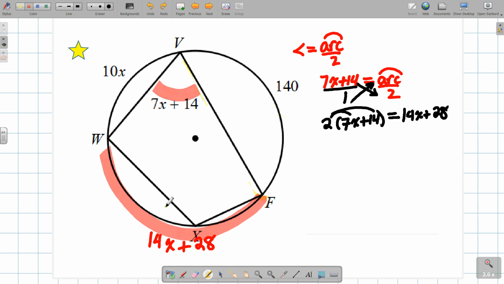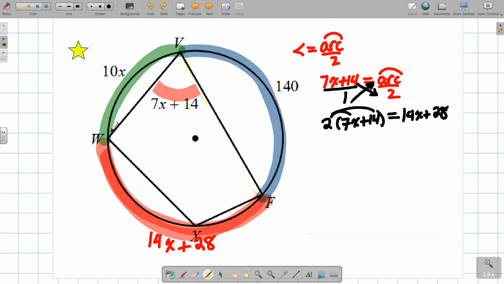Now go ahead and sweep again this arc from W to F. Sweep again. Now sweep F to V, the arc. Now sweep V to W. I think you see how to finish this problem. Pause the video, finish, and then restart.